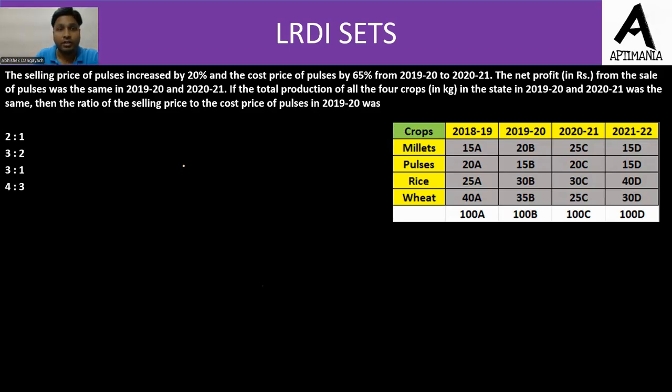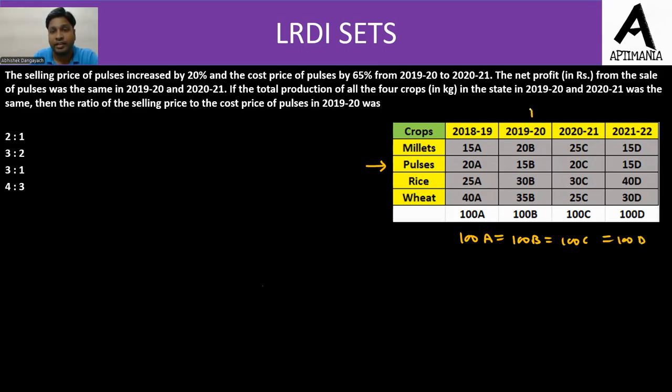So the last question. The selling price of pulses increased. So we are talking about pulses first of all. The selling price of pulses increased by 20% and the cost price of pulses increased by 65% from year 1920 to 2021. The net profit from the sale of pulses was the same, and the total production of all the 4 crops in the state was the same. The total production was the same.